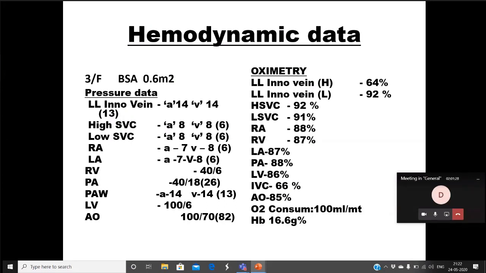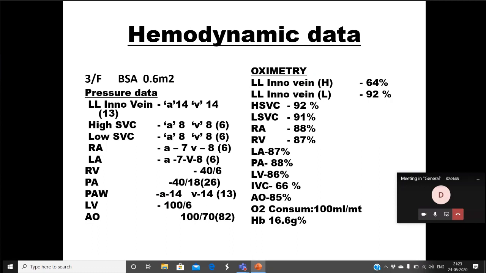LA pressure: A is 7, V is 8. V is more than A and mean is 6. LA mean pressure is normal. What is the relationship between LA and RA pressures? LA and RA pressures are normal, sir. So they're equal. Everything, A, V, mean, is equal. So obviously there may be a non-restrictive ASD.